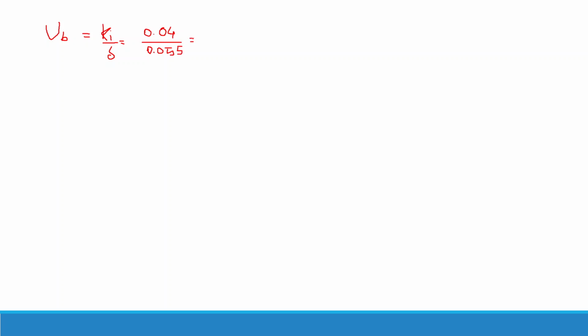So divide it now. 0.04 upon 0.055. So this is around 0.727. One more thing is that I am not writing the unit, but the unit will always be there. Now you have successfully evaluated the back loss coefficient. Now another thing is that you have to evaluate the side loss coefficient.